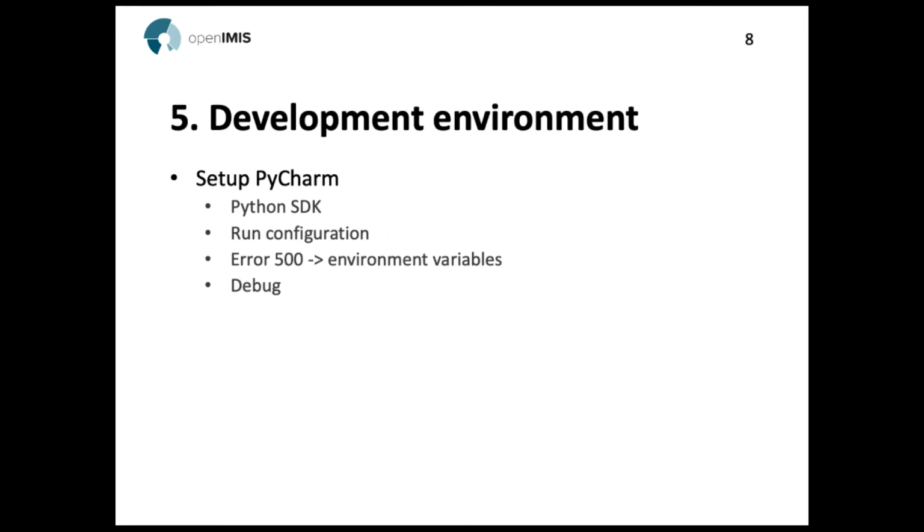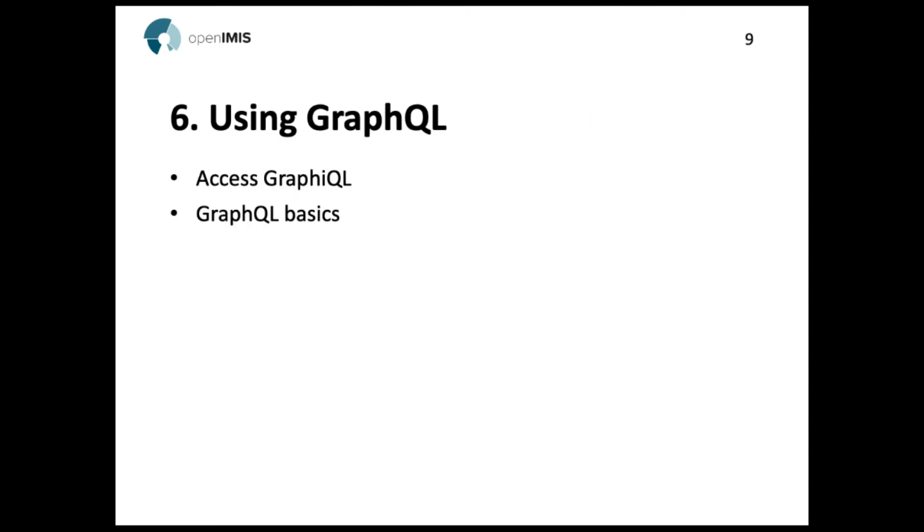To set up the environment, we'll set up PyCharm. We'll select the Python SDK, create a run configuration, encounter the same errors as previously, and create the environment variables. And then we'll do a little bit of debug. I'll show you also how to use GraphQL, how to access it, and how to do some queries with it.